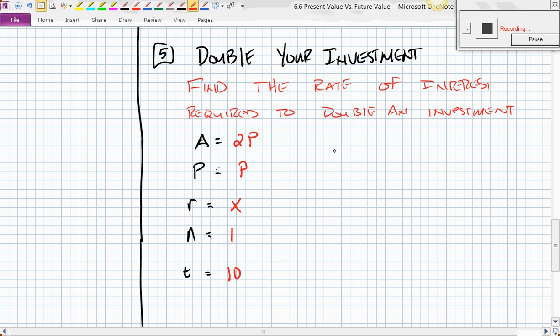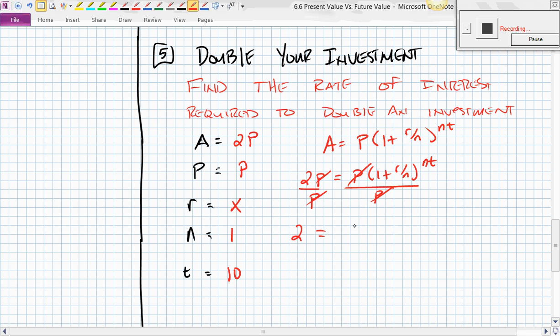So we're back to the future value equation, the one we learned yesterday, where A is equal to P times 1 plus R over N to the NT. We're going to replace A with 2P because we want our investment to double. 2P equals P times 1 plus R over N to the NT. Now, here's the cool part. What happens to the P's? So it doesn't matter the amount you're starting with. Whatever it is, it doesn't matter.